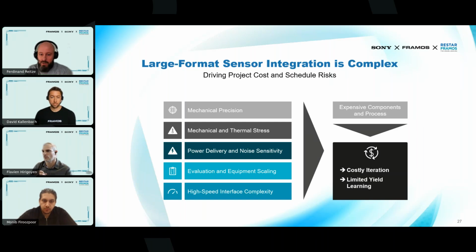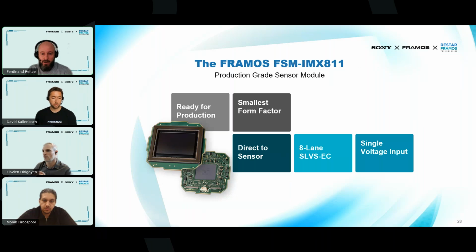And only with 1 or 2 modules per panel, you also collect very little statistical data to improve yield. To make life easier for our customers that require the highest resolutions with a rolling shutter sensor, the Sony IMX811, in this case, we've leveraged our prior experience to come up with a sensor module that is ready for production with a high yield process.